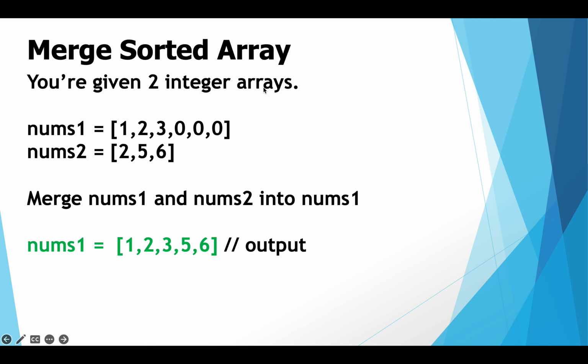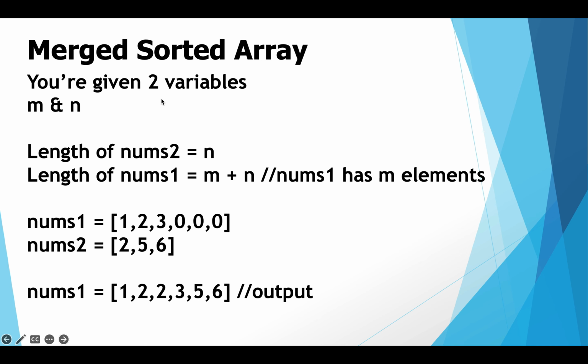You are given two integer arrays in this question. The two integer arrays are nums1 and nums2, and the elements in both the arrays are sorted in ascending order. The condition of the question is that nums1 and nums2 should be merged into the array nums1 only, and the merged elements in the array nums1 should be in ascending order.